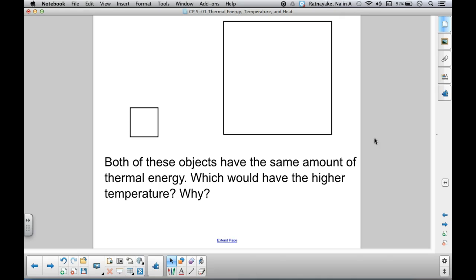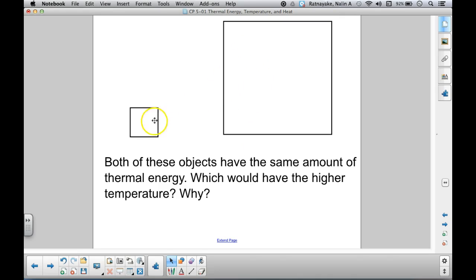Here's an example. Both of these objects have a very small object and a very large object. Both of these objects have the same amount of thermal energy. Which would have the higher temperature and why? What I'd like you to do is pause the video, think about this question, answer it for yourself, and then restart the video so you can get the answer. Well, let's see how you did.